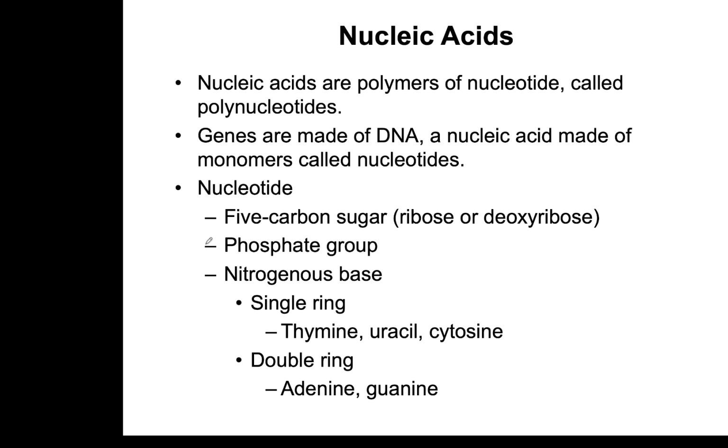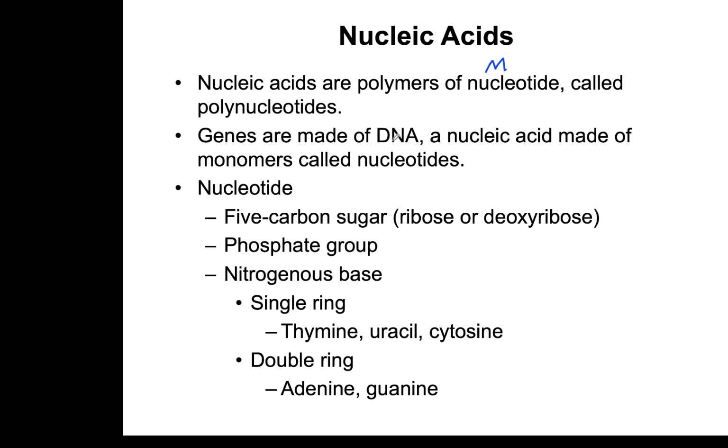Let's move to nucleic acid, the last type of macromolecule. Nucleic acids are polymers of nucleotides, called polynucleotides. So this is the concept of monomer and polymer. Nucleotide is the monomer and polynucleotide is the polymer, in other words, nucleic acid.